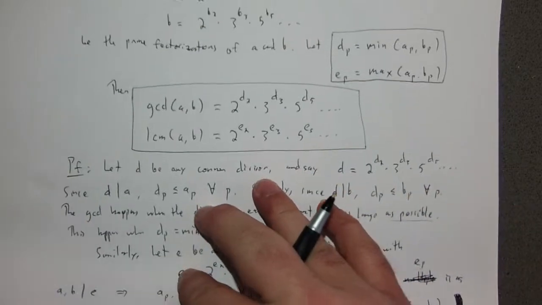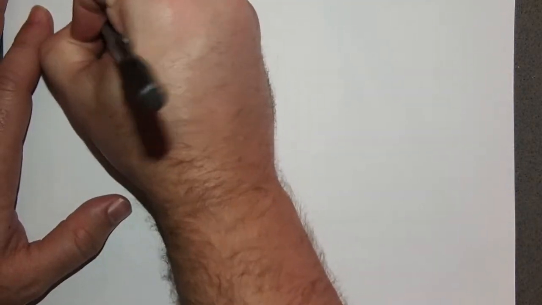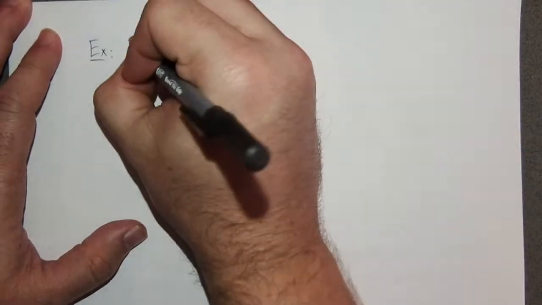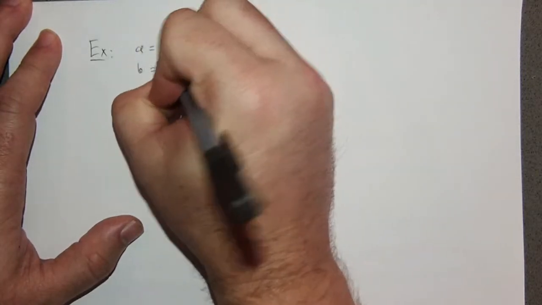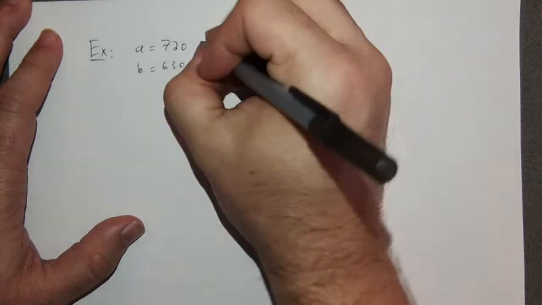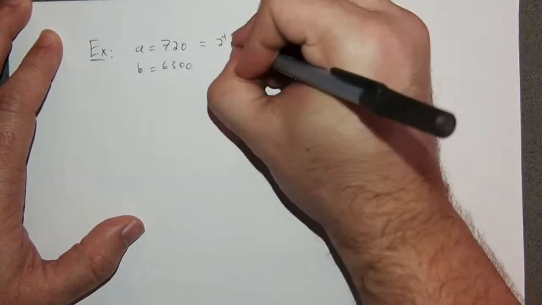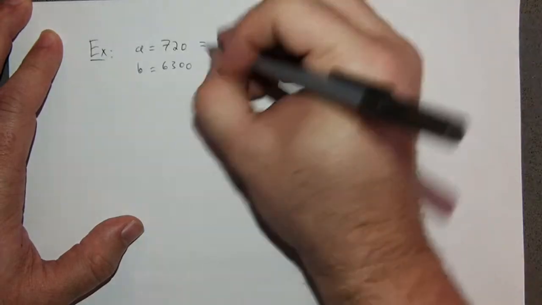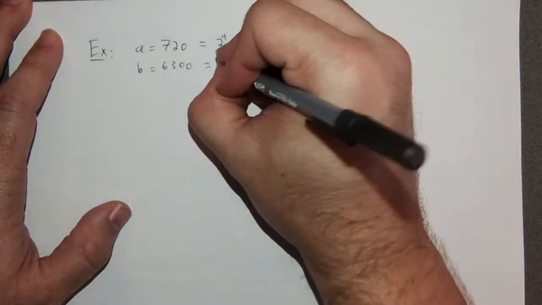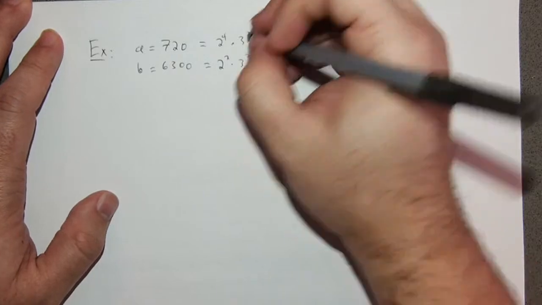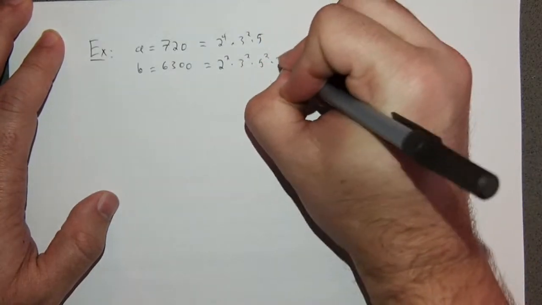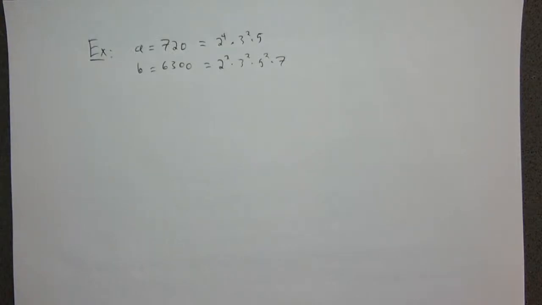So this is nice. In fact, here's a quick example. So A, we'll say, is 720, and B is 6300. So 720 I can factor as 2 to the 4th times 3 squared times 5, and 6300 I can factor as 2 squared times 3 squared times 5 squared times 7. Okay. Alright, so there's my two integers.